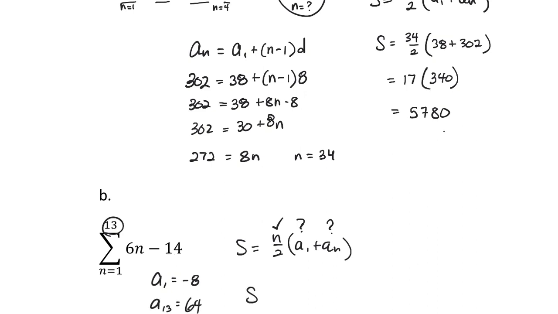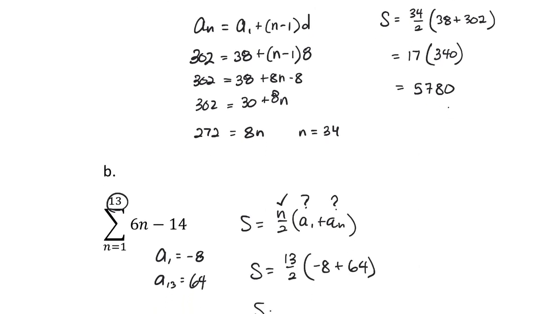So now the partial sum of the first 13 terms of this sequence becomes half of 13. And then the first term was negative 8, 13th term was 64. So we have half of 13 multiplied by 56. Half of 56 is 28, so this turns into 13 times 28. And that's equal to 364.